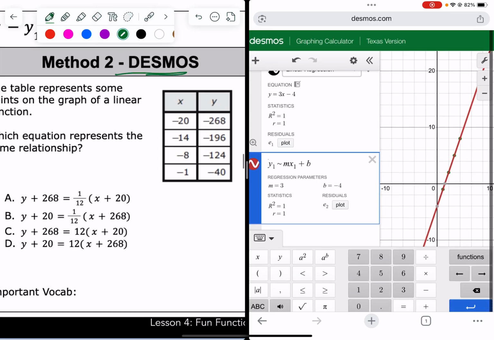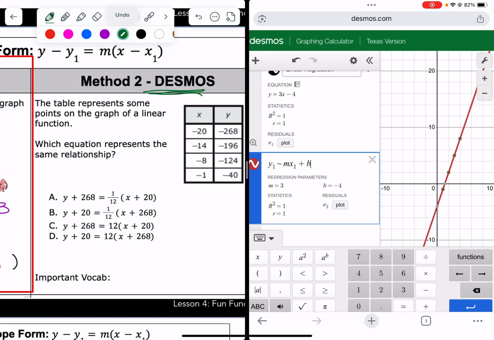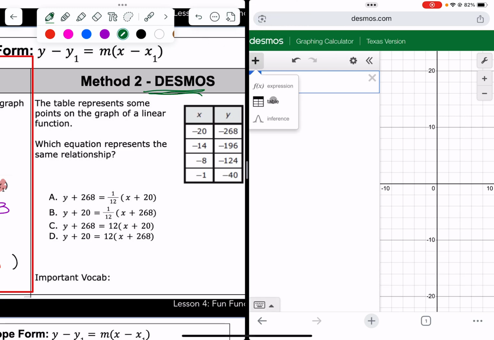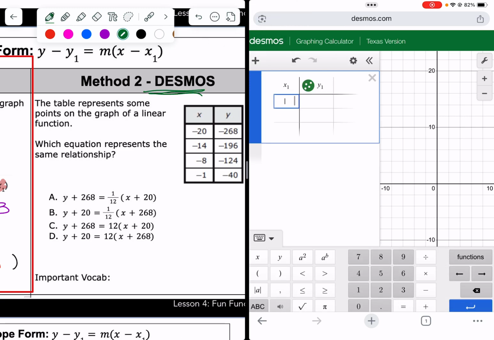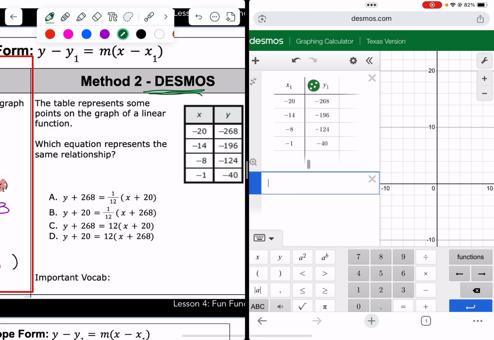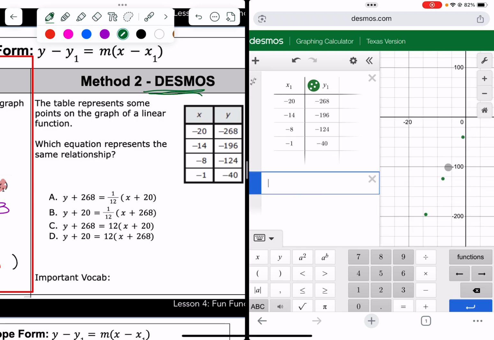So method 2 is using Desmos. So I have a table, so I'm going to go ahead and put the table in. Okay. This is the way I think is a little bit easier. So plus table, -20, -14, -8, -1. Then I have -268, -196, -124, -40. Now, I'm going to press a little magnifying glass, and I have my green dots right here.